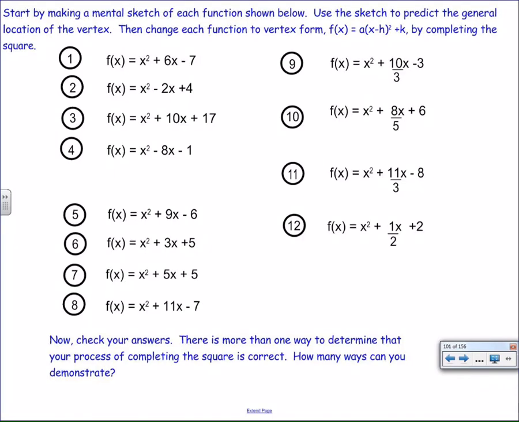Good. So for this particular assignment, I would like you to basically write all of these quadratic functions in vertex form by completing the square, just like I did in this video. So please do that, and we'll talk more about that later.